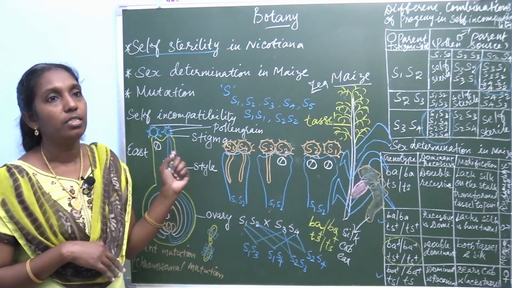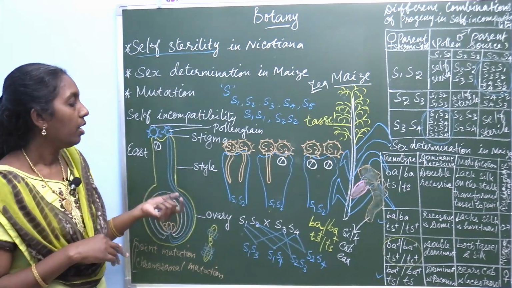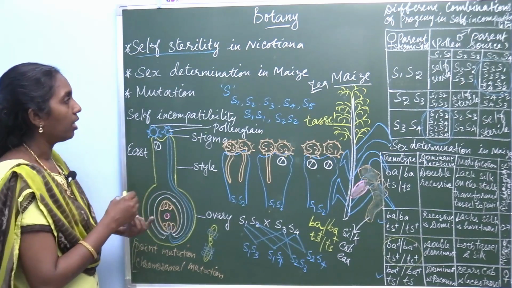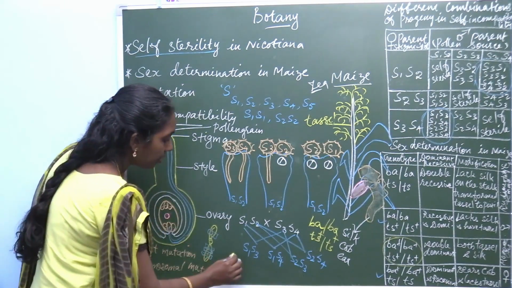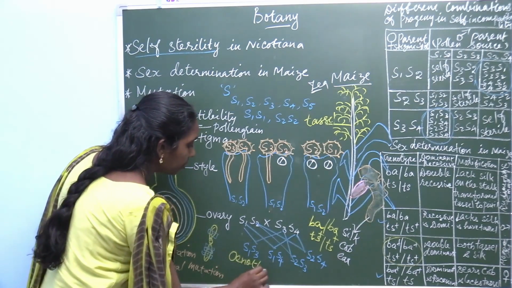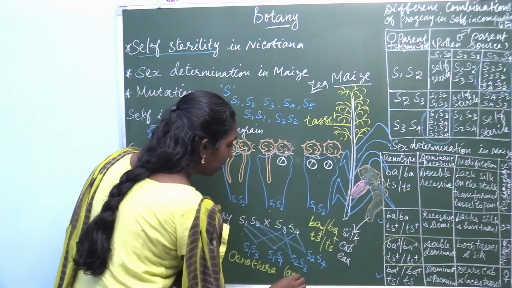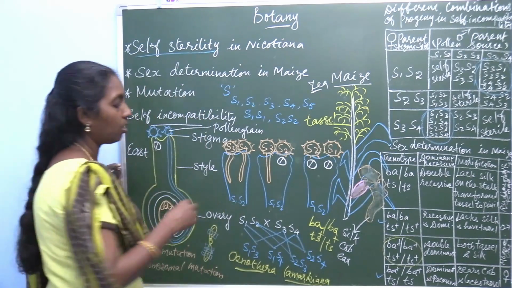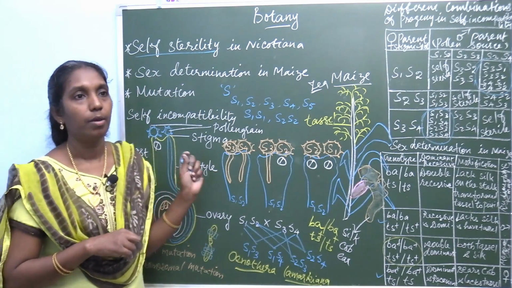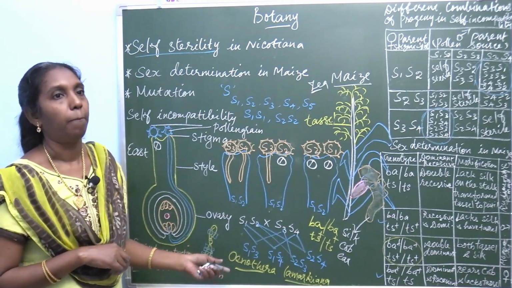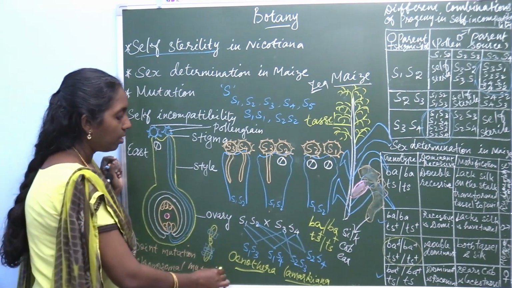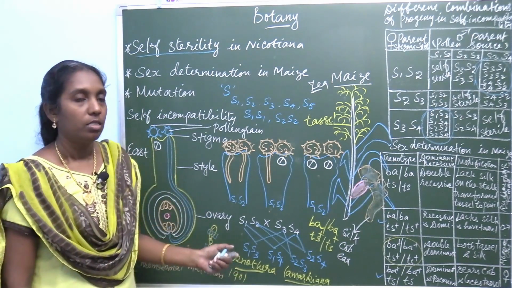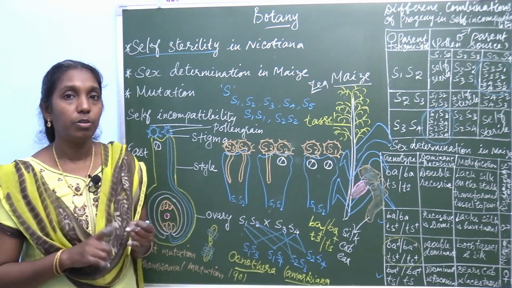The term mutation was introduced by Hugo de Vries in Oenothera lamarckiana. The common name is evening primrose. Hugo de Vries explained it in the year 1901.